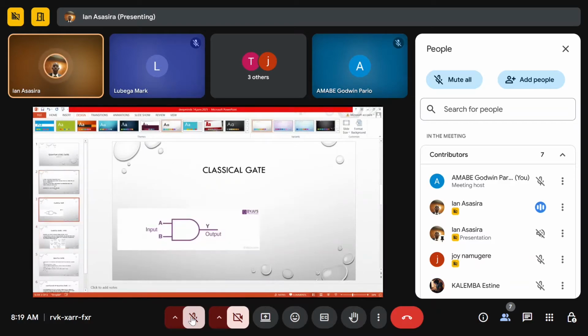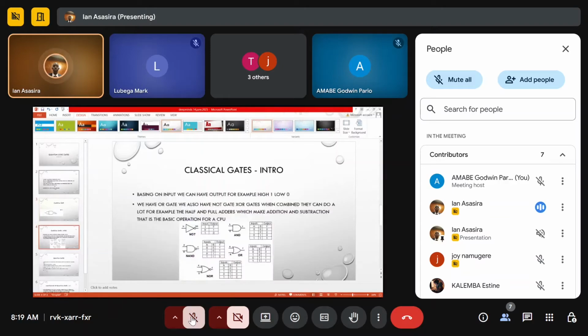So that's a simple gate. It takes in input, high voltage or low, 0 or 1, and you get an output. And then there are classical gates, and there are very many types: NOT, AND, OR, NOR. They do these operations, and you can read more about them online. I just brought this so that we could bring in more about quantum gates.